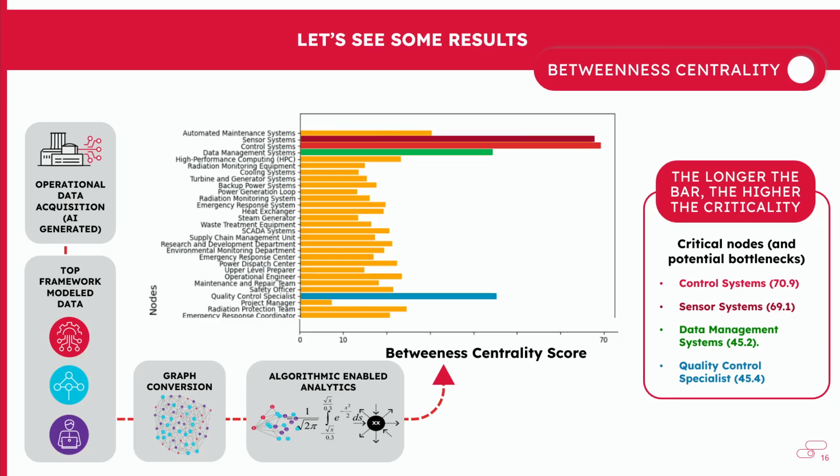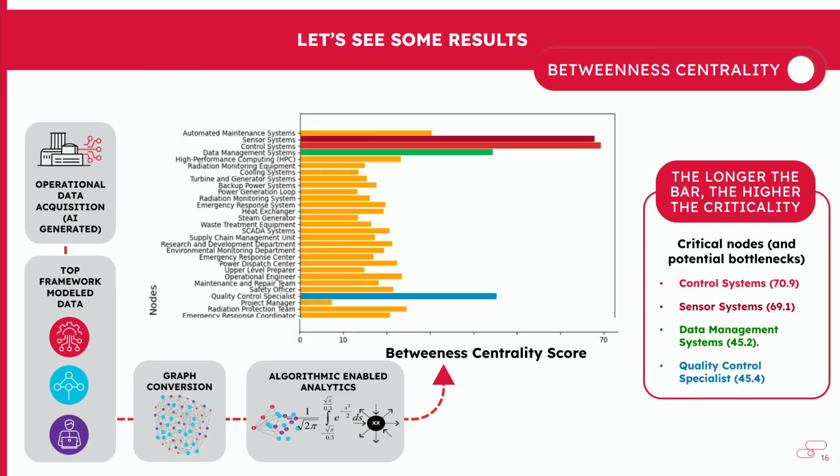What does betweenness centrality mean? It means, in fact, entities to which a lot of data flows converge and from which a lot of data flows emerge to different other entities. So the higher the bar, the higher the number of data flows converging and emerging from this entity, making it especially critical and a possible risk of bottleneck.